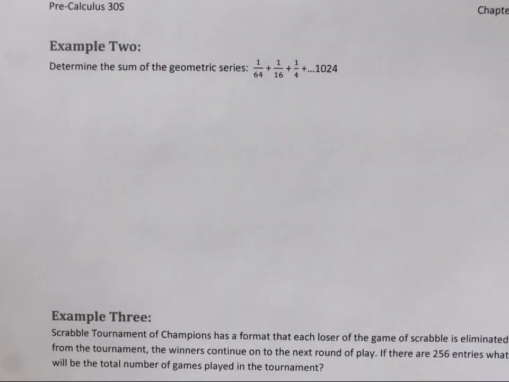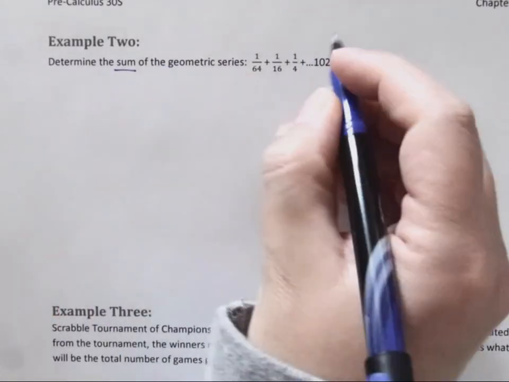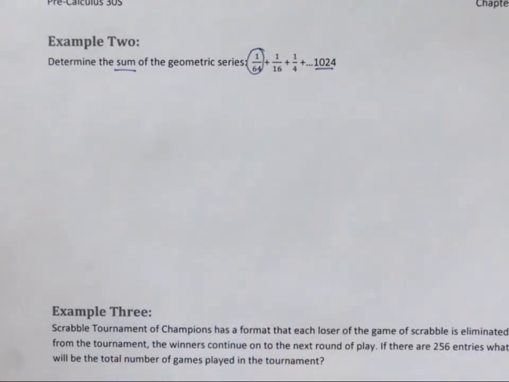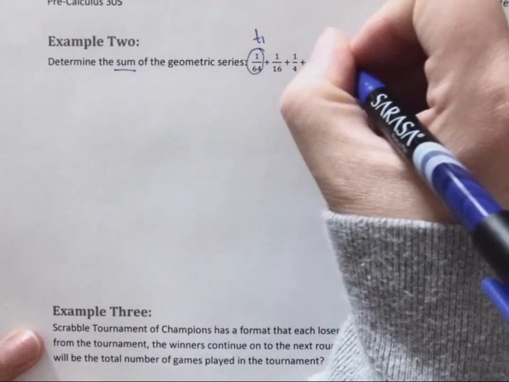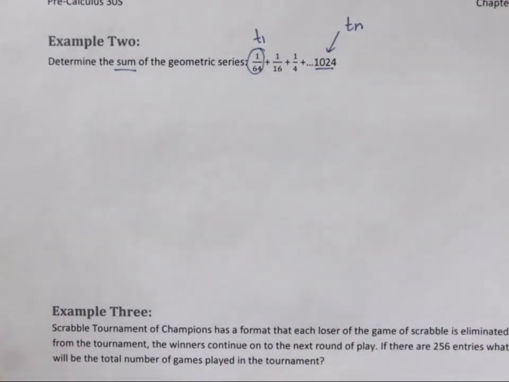So I'm looking at example number 2. It says determine the sum of the geometric sequence. All right, so I know my T1, and I know my Tn. What I don't know, if this is leaping off the page at you, is what my n value is. And I'm a little nervous about that because it doesn't tell me what my n value is.